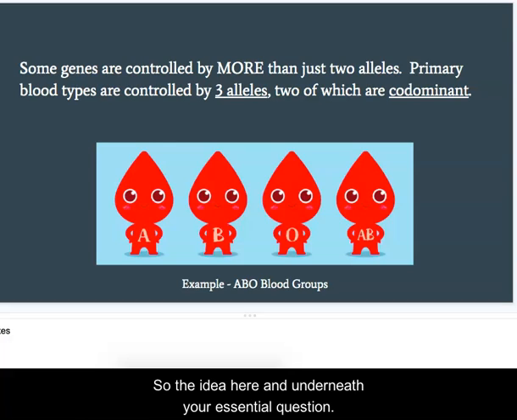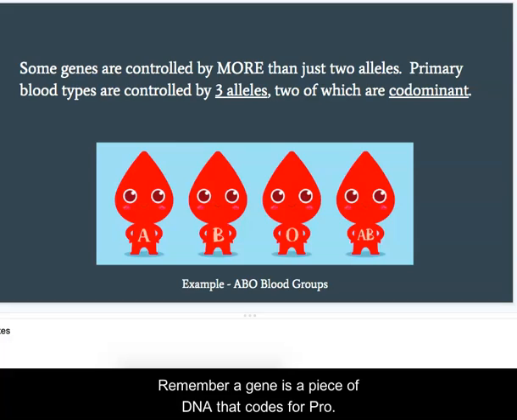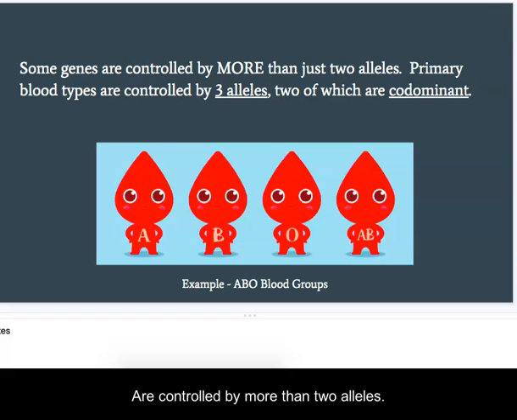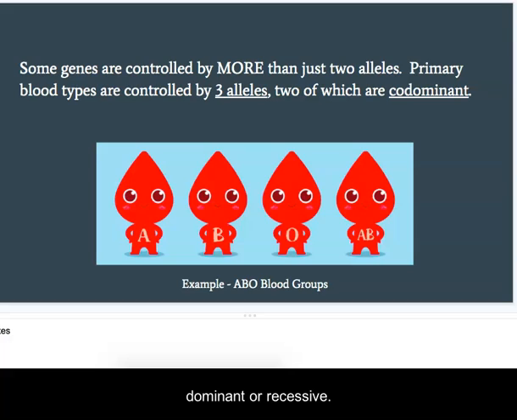Okay, so underneath your essential question, I think it would be good to write this down as a fact because it pertains to blood groups specifically. Some genes, and remember, a gene is a piece of DNA that codes for a protein, are controlled by more than 2 alleles. We get one allele from mom and one allele from dad, and we've learned up to this point that they can be dominant or recessive.